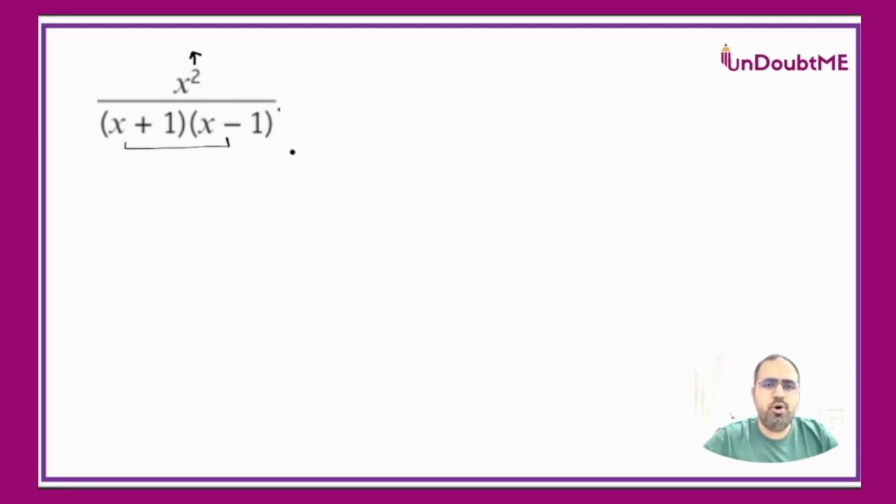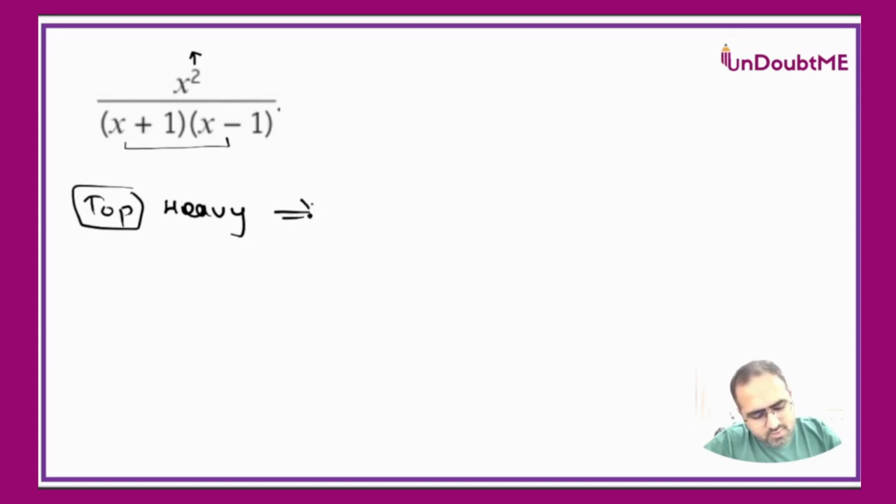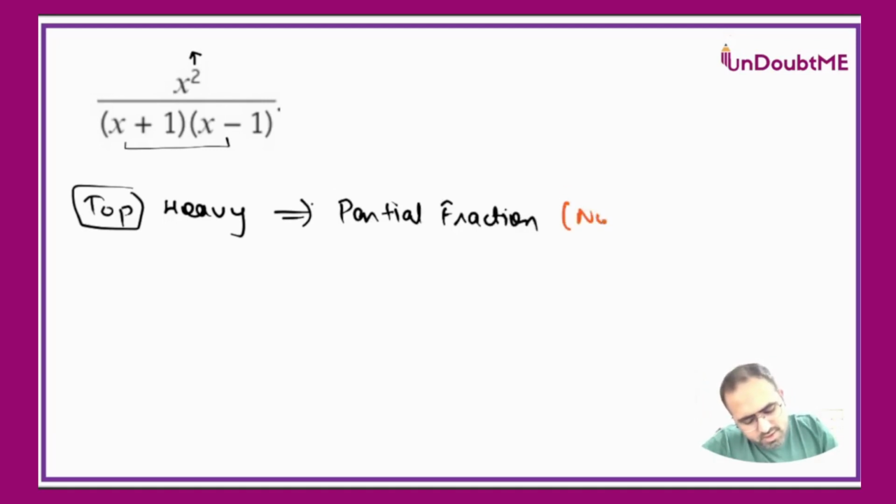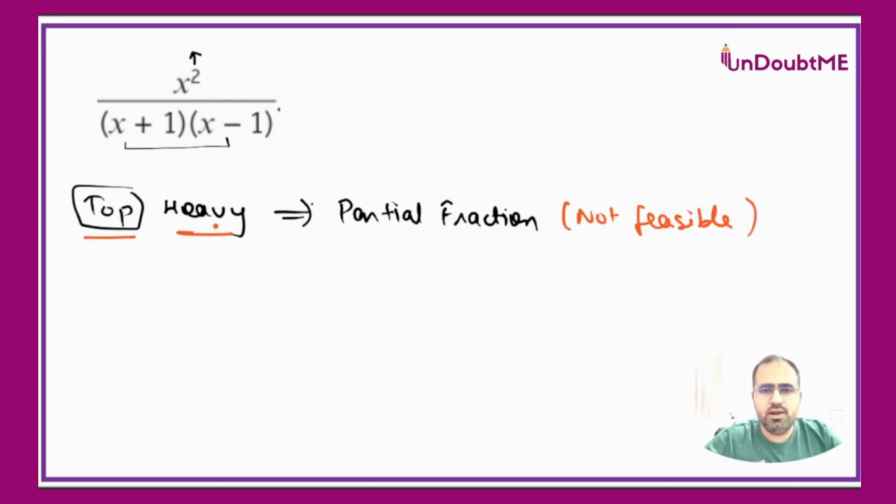A proper fraction is the opposite of improper. It means that the bottom part should be more, and only then will we be able to do the partial fractions. In typical bookish language, they say that if it is heavy at the top, then we cannot move ahead with partial fractions. So partial fractions are not feasible. You can try to do it, but you will end up getting something wrong. Top heavy means the numerator should have a power less than the denominator.